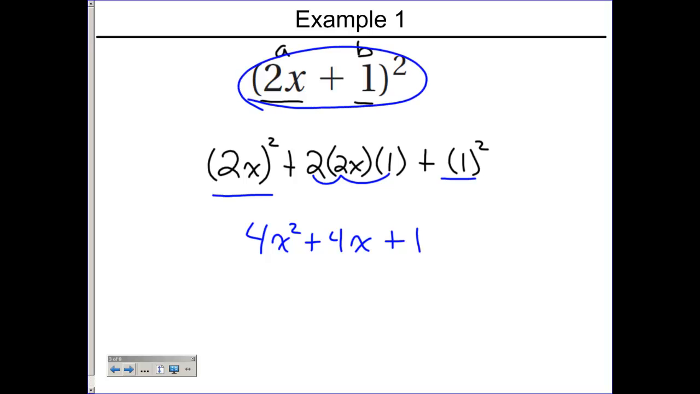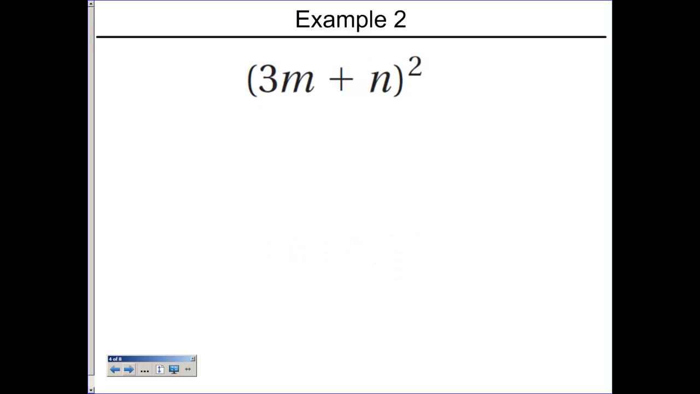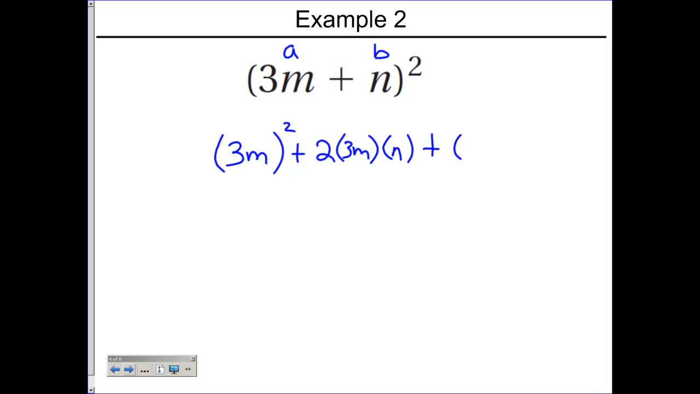So taking a number and squaring itself, a binomial squaring itself, is easy as this. Example 2, same thing, (3m + n) squared. This is our a term, this is our b term. So we're going to take our 3m, square it, plus 2 times our a term, which is 3m, times our b term, which is n. And then at the end, we're going to take our b term and square it.